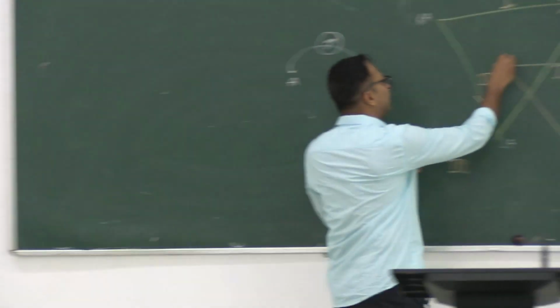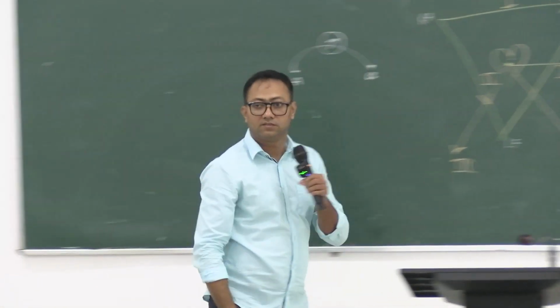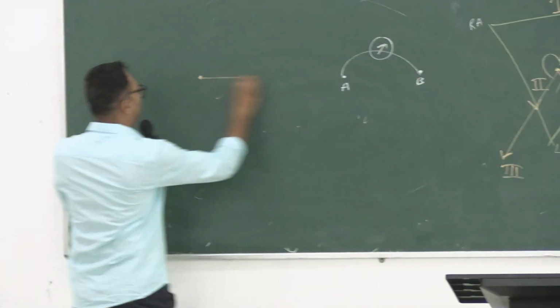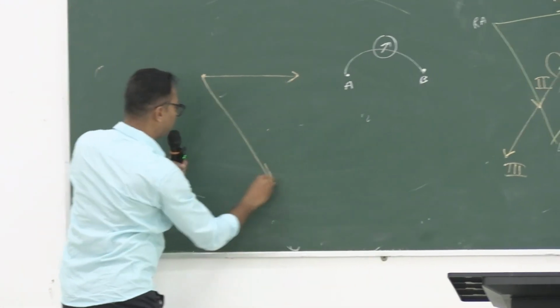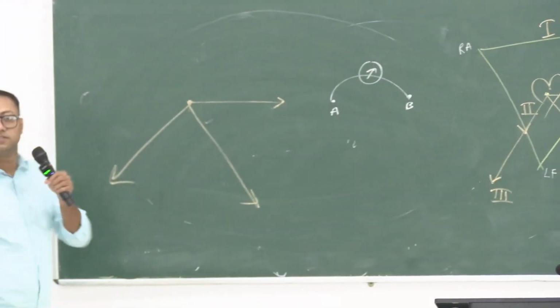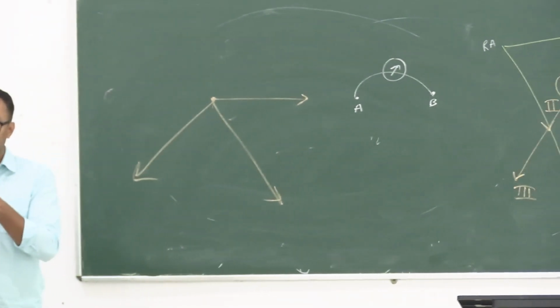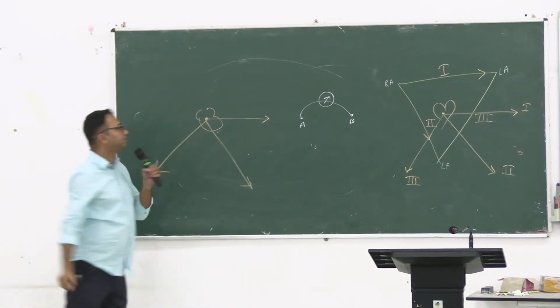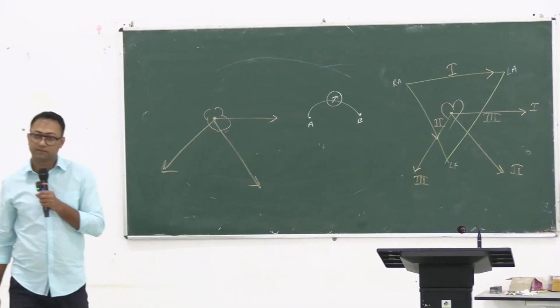Clear? Okay? At the center you have the heart. Clear? Okay? So again, 1, 2, 3. Okay? And here lies your heart. Clear?